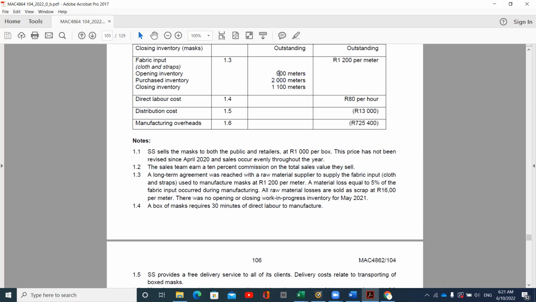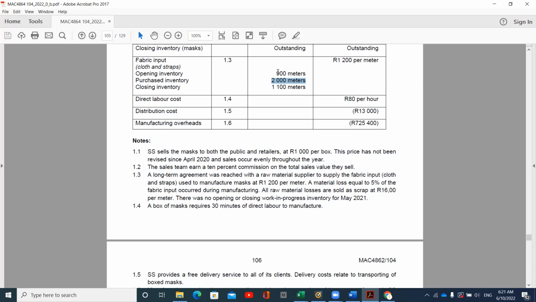So once again, we have opening inventory, we have closing inventory, and we have purchased inventory. Okay, so you see why I call it purchase, because we don't manufacture the fabric, we buy the fabric. Okay, so what do we need? We need basically the fabric that was transferred to work in progress.